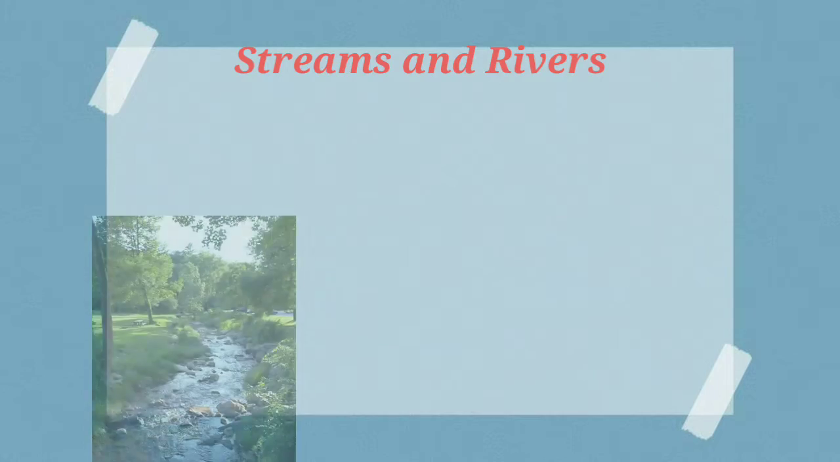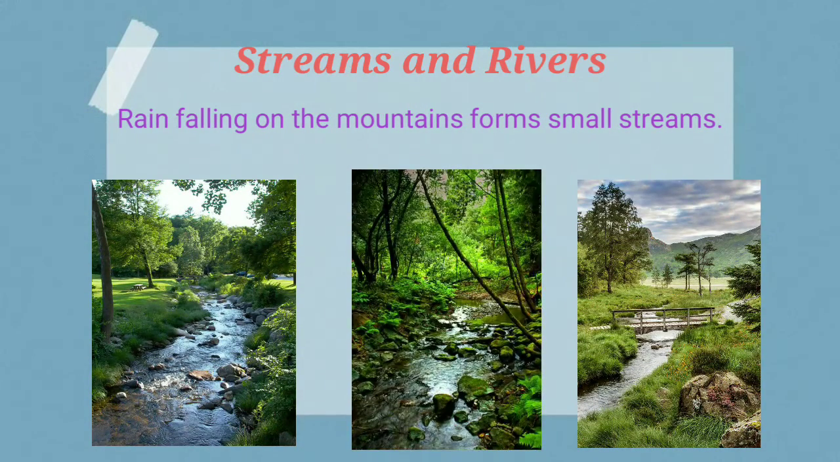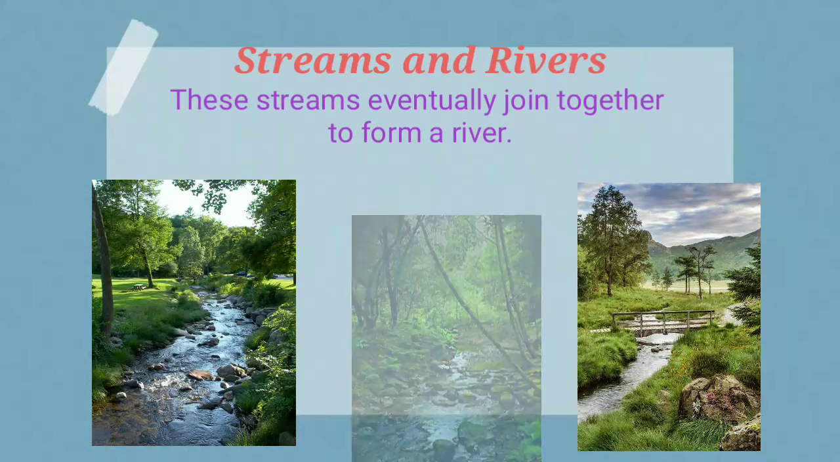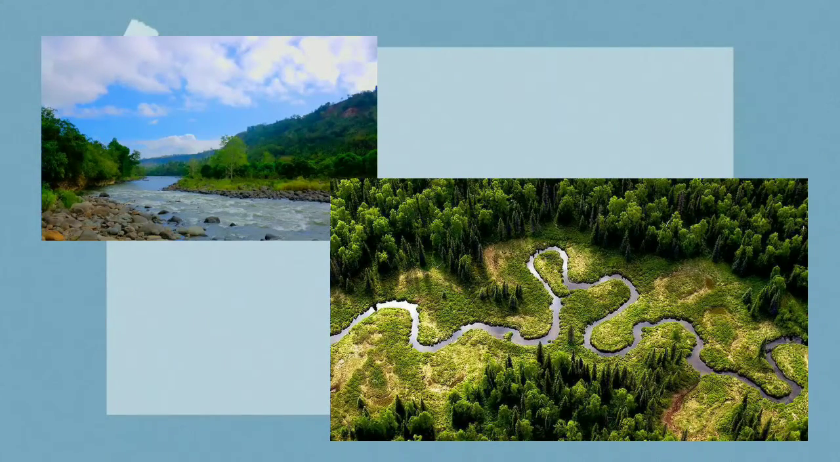Next, streams and rivers. Rain falling on the mountains forms small streams. Many streams meet as they flow down the mountains. These streams eventually join together to form a river. Many rivers start high in the mountains. They look like snakes cutting across the land. We get freshwater fish from them.